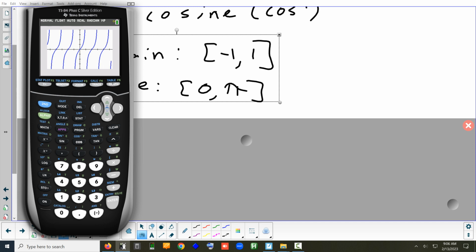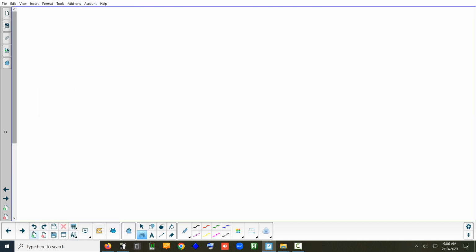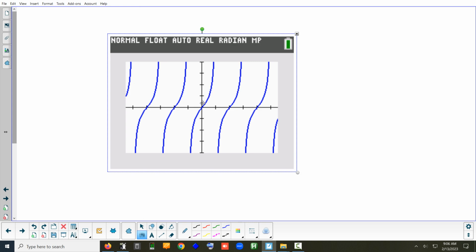What does somebody else think? Are those horizontal asymptotes or vertical? Yeah, those are vertical, because you can tell if you draw a vertical line in like this. As the blue curve goes up and down, it's getting closer and closer to those vertical lines, but it's never touching.